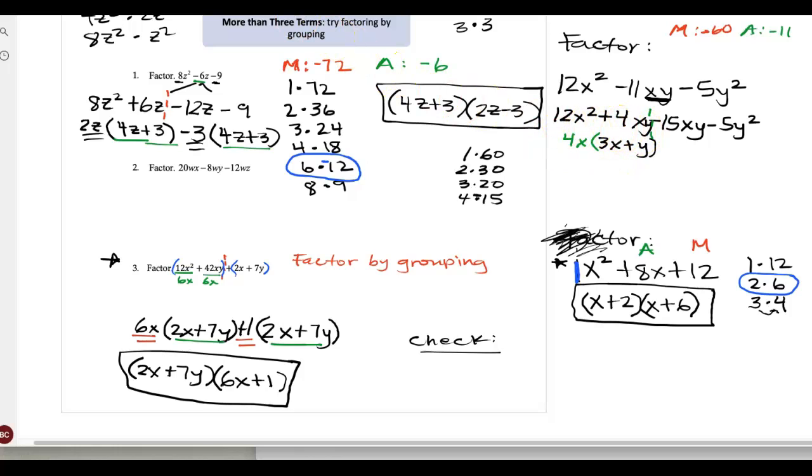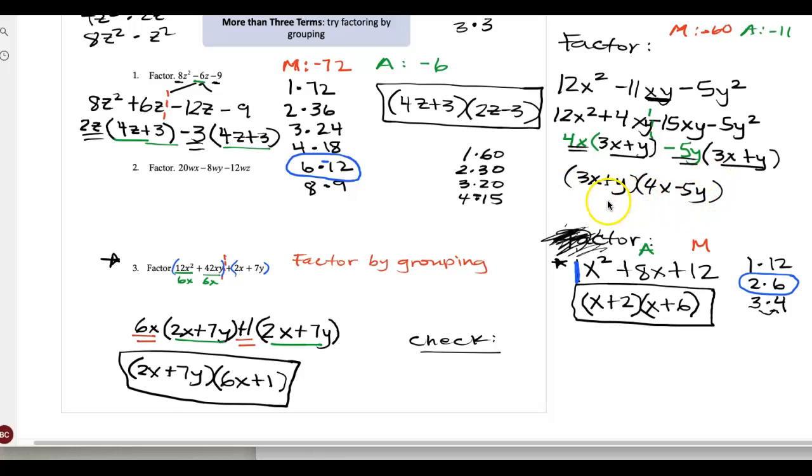All right, and now I'm going to go to my second set of terms here, negative 15xy minus 5y squared. Negative 5y is what can come out, and then the leftovers would be 3x in that first term and then just plus y in my second term. And then I can see my 3x plus y goes in one parenthesis, and my leftovers, 4x minus 5y, go in my second parenthesis.